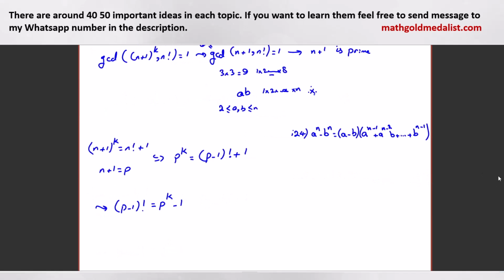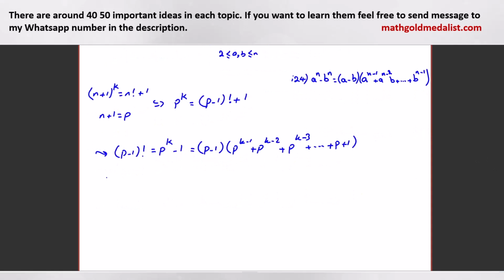So here we can say, okay, it's p minus 1 times 1 to the k, then p to the k minus 1, plus p to the k minus 2, plus p to the k minus 3, down to p plus 1. Okay? And then if you divide both sides by p minus 1, then we can say p minus 2 factorial is equal to p to the k minus 1 plus p to the k minus 2 plus p to the k minus 3 down to p plus 1.